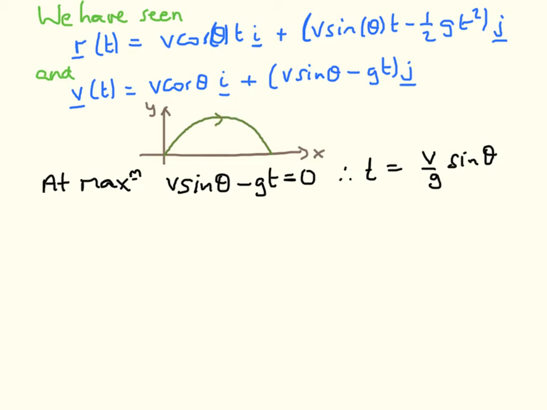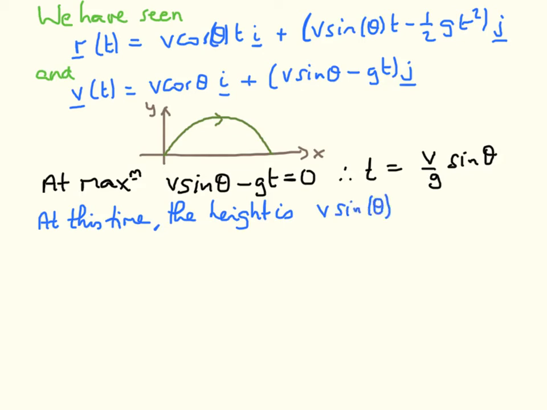So at this time, the height is, so it is v sine of theta times t, and this is the value of t, so it is v over g sine theta minus a half g, and now it's t squared, and t is given by this, so it is v over g sine of theta, all squared.